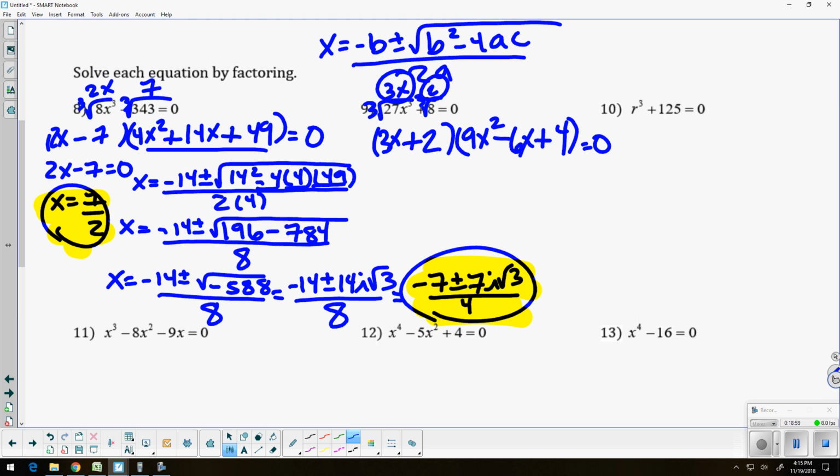And now again, you'd want to solve it. Like I said, you'd have to do the quadratic formula with the trinomial. You get one easy answer for the 3x plus 2, just set it equal to 0, you get a fraction. But you'd have to use the quadratic formula for the second part.